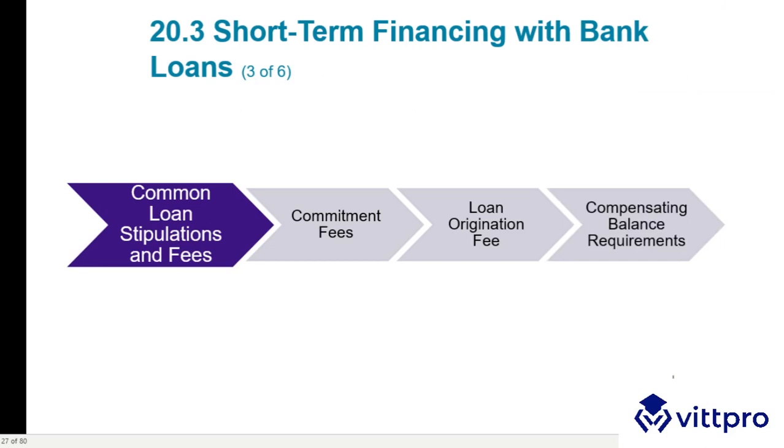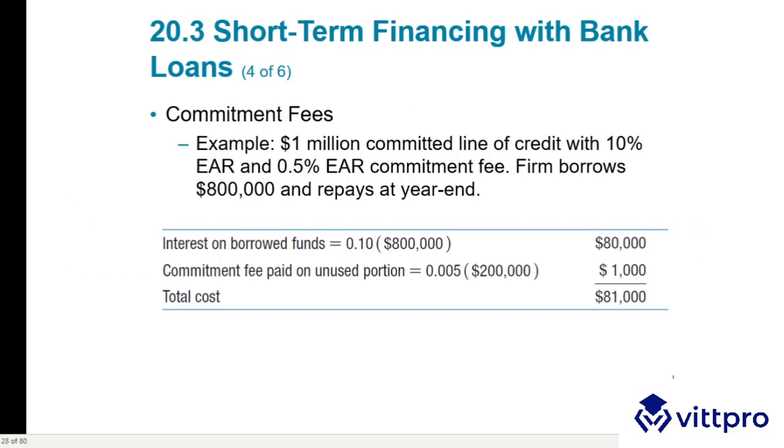Then they have compensating balance requirements. If you take a loan from the bank, they will dictate that you need to keep a certain amount of money in their bank account, in a savings account or in a current account. Normally in a current account, not in a savings account, so that they have certain money in order to recover the interest immediately.